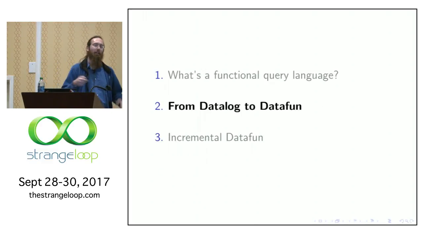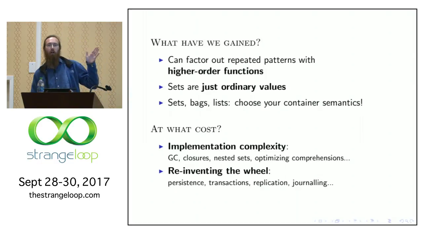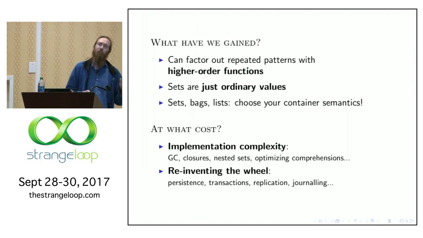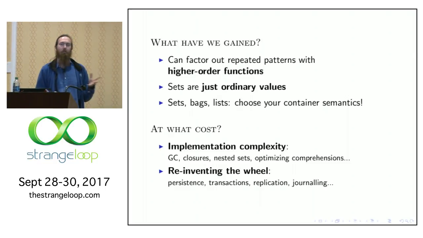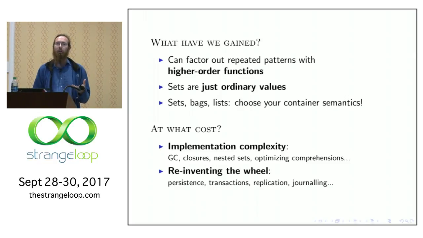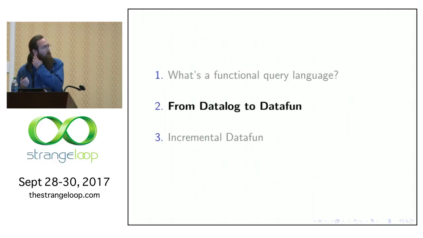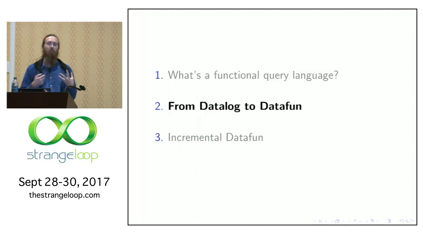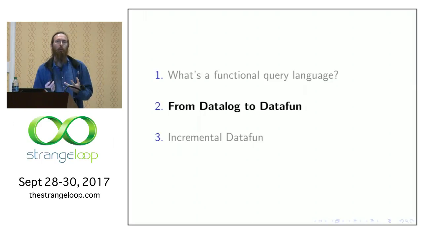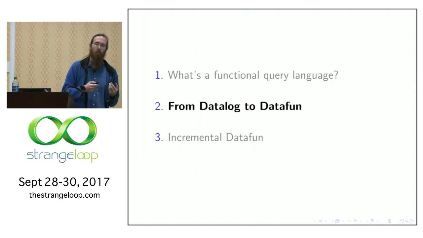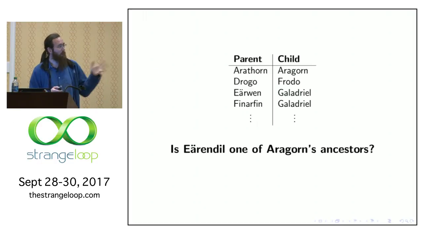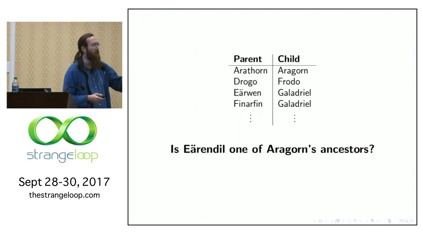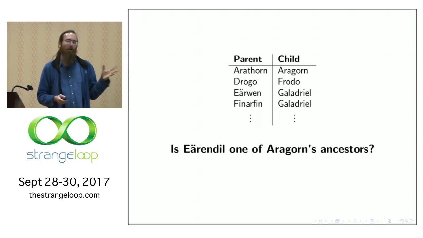Now I'm going to talk, and again, basically none of this, apart from requiring totality, is particularly new to Datafun. Other people have had the idea of functional query languages before. Now I'm going to talk about what really is new to Datafun. And so I'm going to talk about this by introducing a particular problem and solving it with another language called Datalog. So the problem is this. We have our data from before, our genealogies, our Tolkien genealogies, and we want to answer this really important question. Is Eärendil one of Aragorn's ancestors?